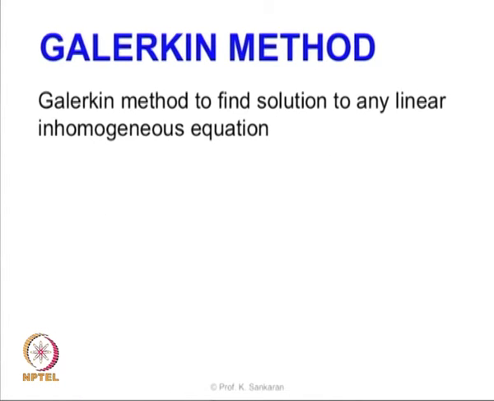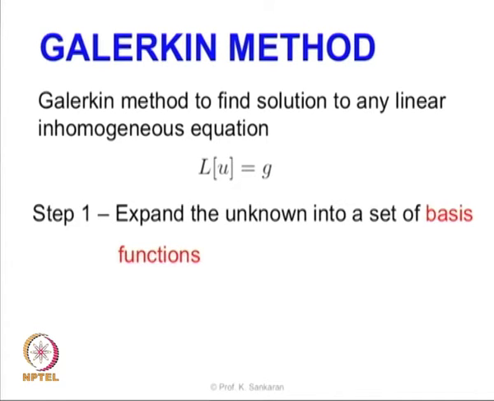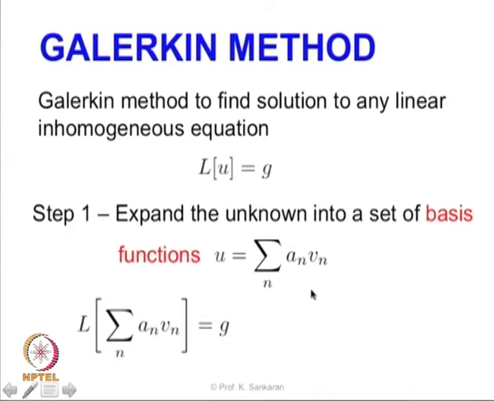So the Galerkin method to find a solution to a linear inhomogeneous problem is simply starting with the initial PDE and expanding it using a set of basis functions, like in the case before, where we say our initial set of values is given by the basis function u = sigma n a_n v_n. And we are just bringing the L inside the summation, and we will have a simple equation given as follows.